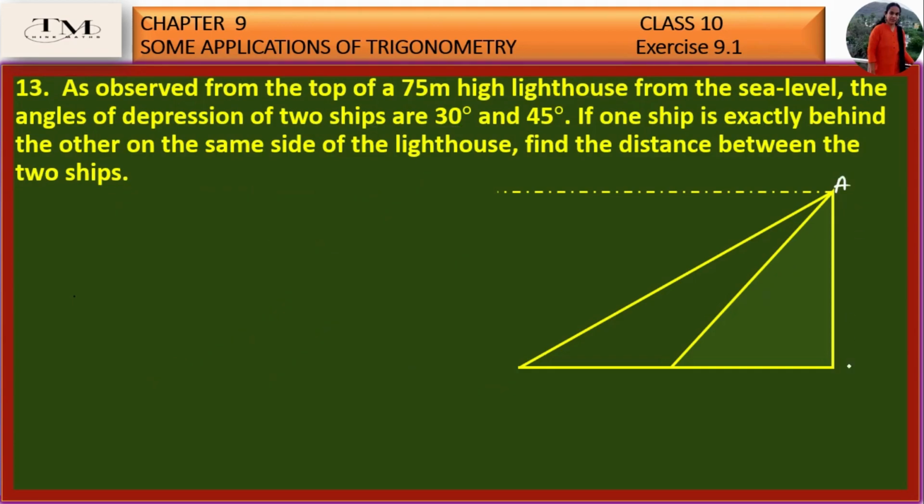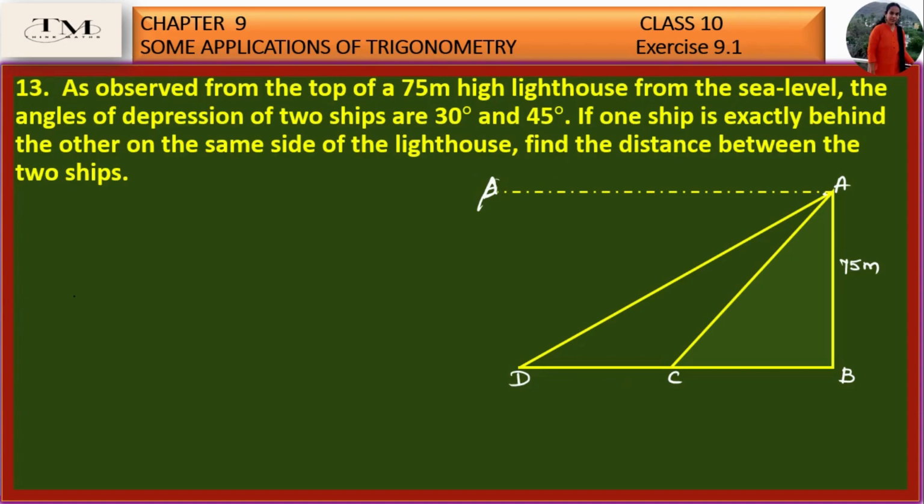Now AB is the lighthouse. Its height is 75 meters. AP is the horizontal line above the angle of depression. For the angle of depression, the horizontal line will be above. There are two ships, one behind the other. C and D are the two ships. Okay, children, now the angle of depression.